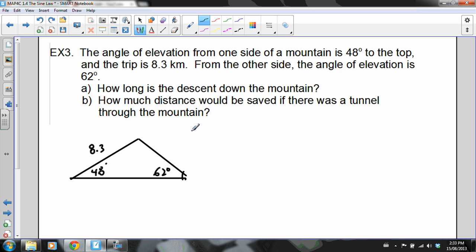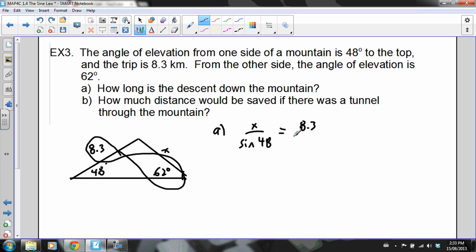All right, now what's the question? How long is the descent down the mountain? So this was us going up, this is us going down, that's the unknown right there. And notice we've got an angle side pair, means we can use the sine law. I'm going to use the substituted version. Side x is what we want to find over the sine of the opposite angle. Sides on the top. Sine of the opposite angle, cross multiply.